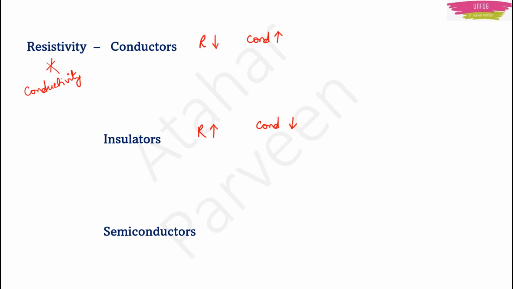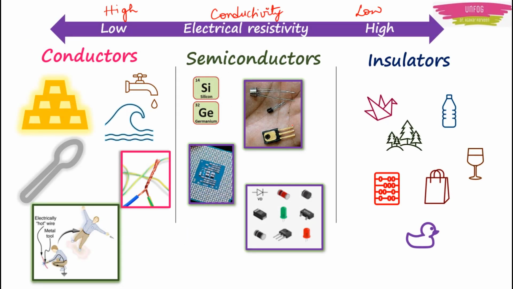Usually we describe on the basis of conductivity, right? Because conducting means it is allowing current to pass through it, right? So that thing you can keep in your mind. Now, these are the examples of conductors, semiconductors and insulators. As I told you, for conductors, conductivity will be high and electrical resistivity will be low. For insulators, conductivity will be low, electrical resistivity will be high. And for semiconductors, it will be in between the conductors and insulators.